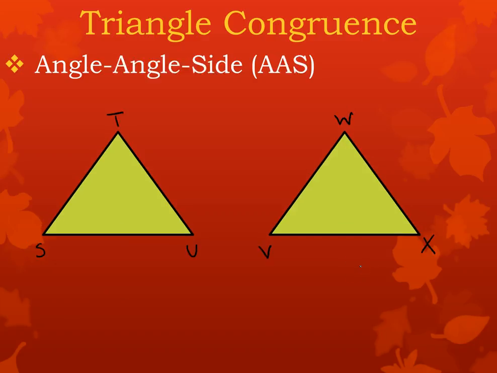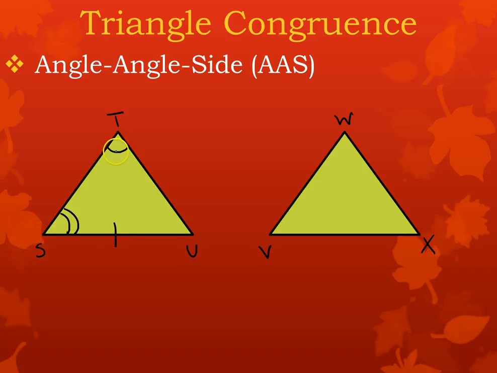The fourth triangle congruence is angle, angle, side. So as long as you have two angles congruent, it doesn't matter. The third side can either be in between them or outside them, as long as they're in the same spots. Now, this is a little tricky, so let's be careful. So it's not in between them, so let's put it here.